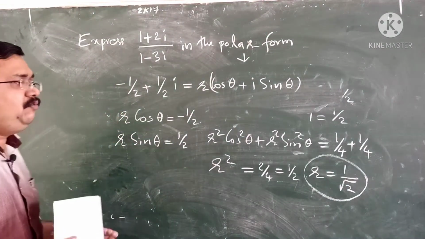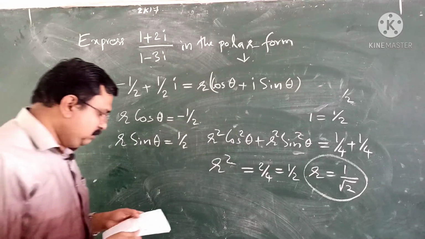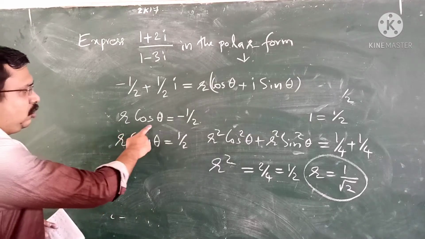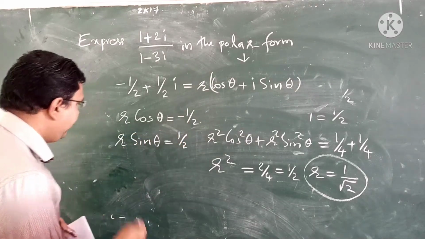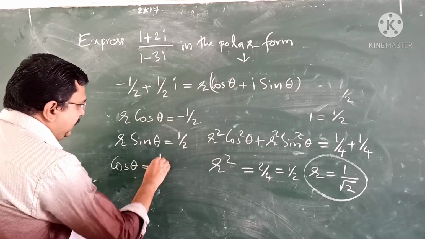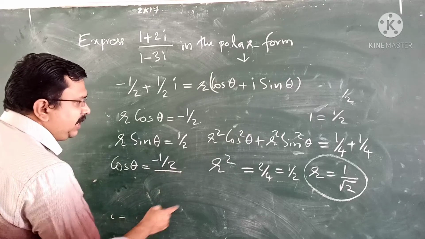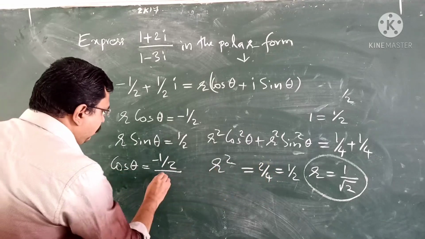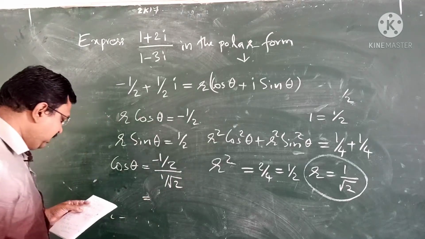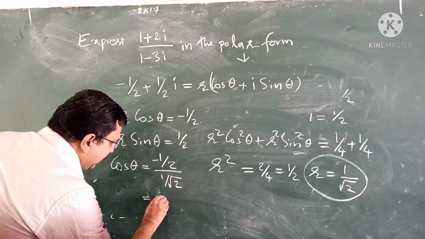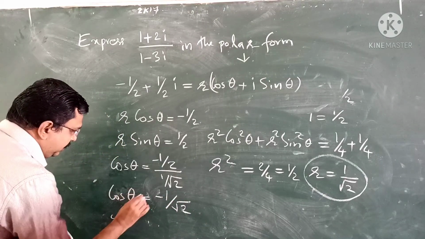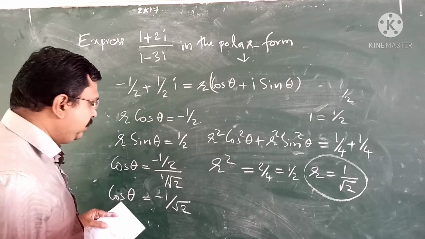1 by root 2. Now we want to find out the values of cos theta and sin theta. Here r cos theta is minus 1 by 2. Therefore, cos theta equal to minus 1 by 2 divided by r. That is r 1 by root 2. That is equal to cos theta is equal to minus 1 by root 2. That is our cos theta.